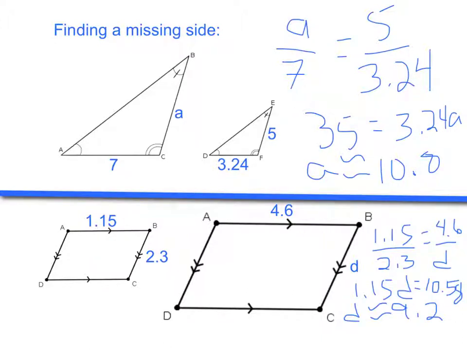Setting up our proportion, we get 1.15 over 2.3 equals 4.6 over d. Using our cross products, we get 1.15d equals 10.58. Dividing both sides by 1.15, we get that d equals 9.2.